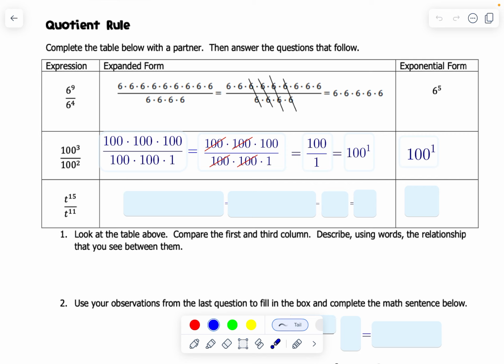Now if I do t to the 15th divided by t to the 11th, we've got 15 t's on top, 11 t's on the bottom. I'm going to start crossing off one off the top and one off the bottom. And what I'm left with is an extra 4 t's left on top. It's all written over 1, so my final answer is t to the 4th.